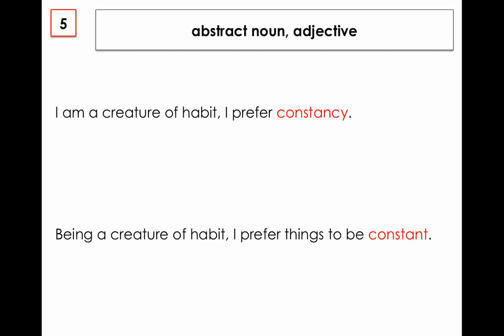Being a creature of habit, I prefer things. Constant is important, but the way I've written it in the second case is to use constant as an adjective rather than as an abstract noun in I prefer constancy.